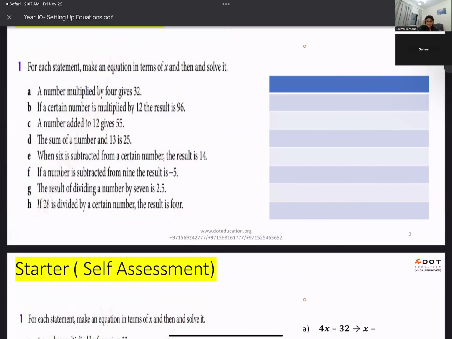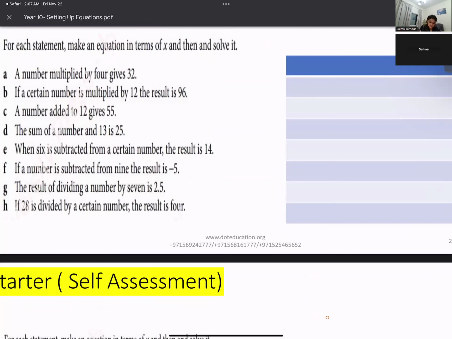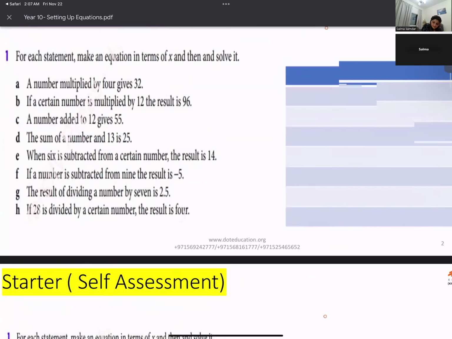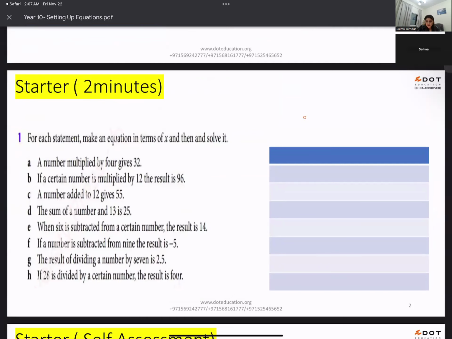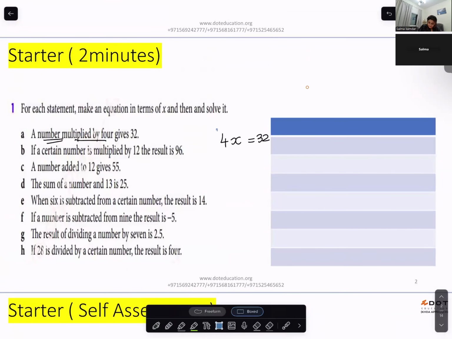Now we are looking at setting up equations. How do we set up equations and then solve them? Our first one: a number when multiplied by 4 gives 32. We don't know the number, so what we don't know, we can keep as x. When multiplied by 4, it is going to give you 32. So this becomes our equation.